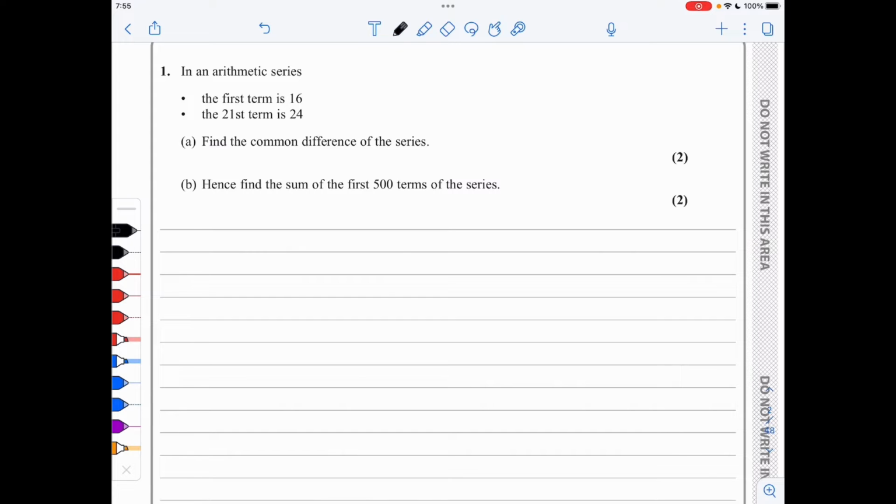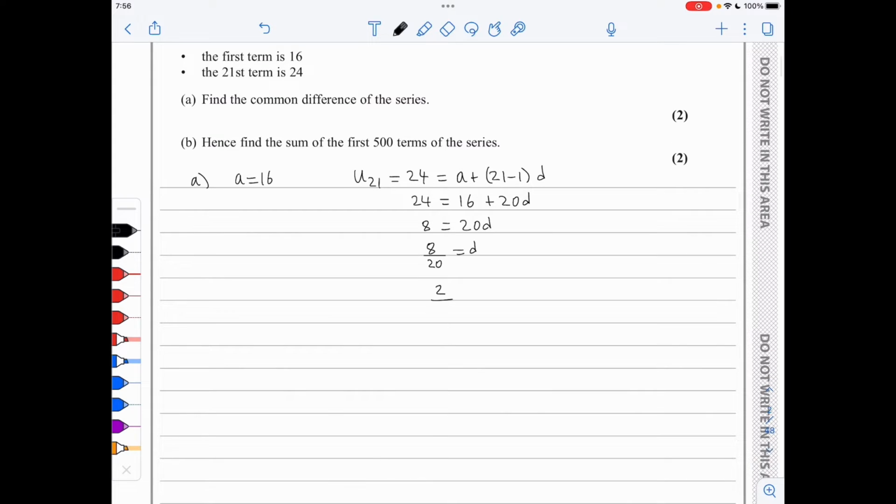So we know that a, the first term, is 16. We know that U21 is 24, and this is a plus (n minus 1)d. We take into account that a is 16, so 24 is 16 plus 20d, leading to 8 is 20d, and therefore d is 8 over 20, which simplifies to 2 over 5.